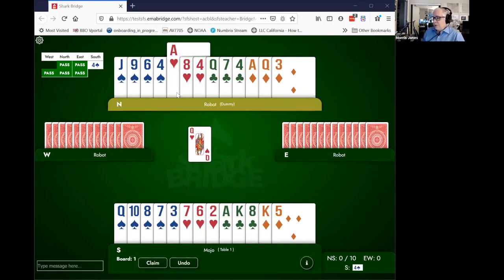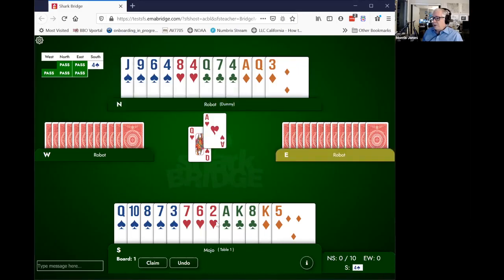Can I pull the trump? I'm going to have to win this ace of hearts. There's nothing I can do about that right now. There's no reason to give them a heart trick. Let me get the robot started.